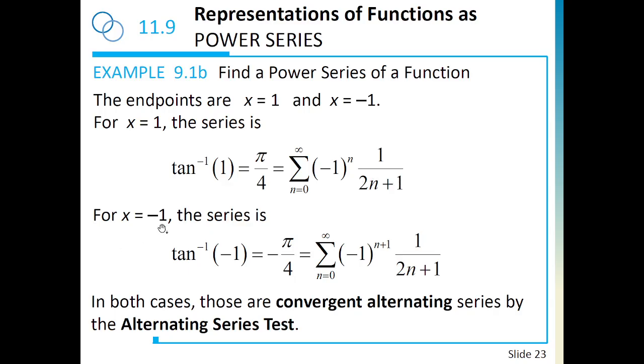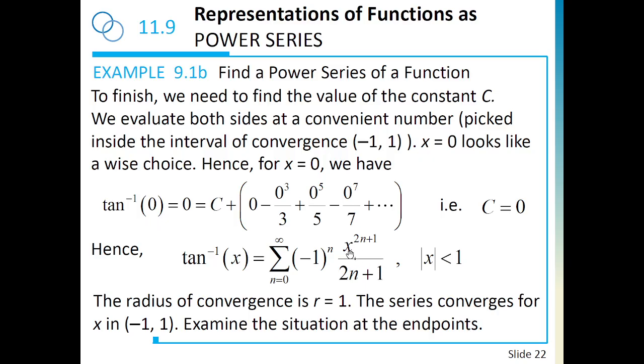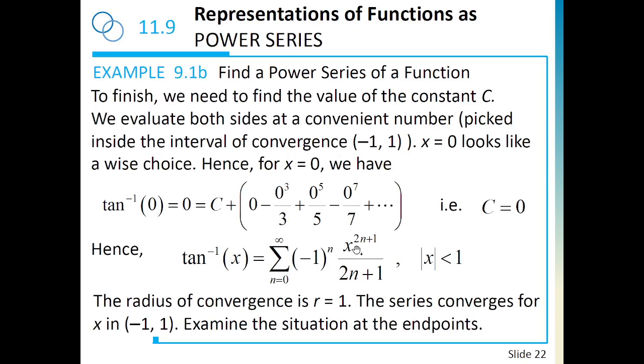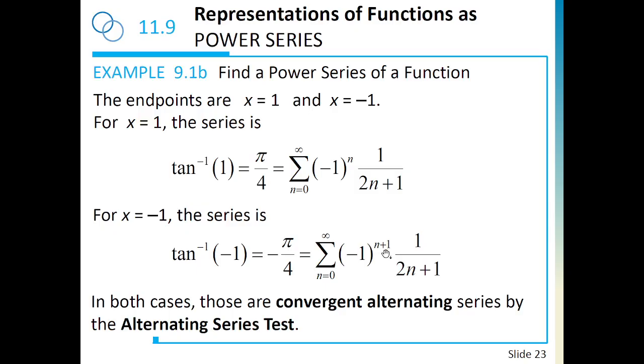Similarly, when I have x equal -1, I plug -1 on both sides, so tan inverse of -1 is minus pi over 4, and on the right side here, if I plug -1, I'll have -1 to power 2n plus 1. So it will be -1 to power 2n, which is 1, and then -1 to power 1, it will add here, so it will be -1 to power n plus 1. That's why we have n plus 1 here. So again, this is an alternating series. That's what matters at the end. It's just an alternating series, 1 over 2n plus 1.